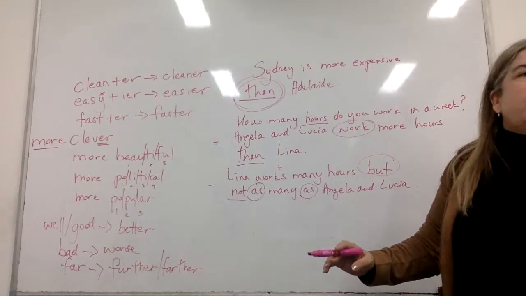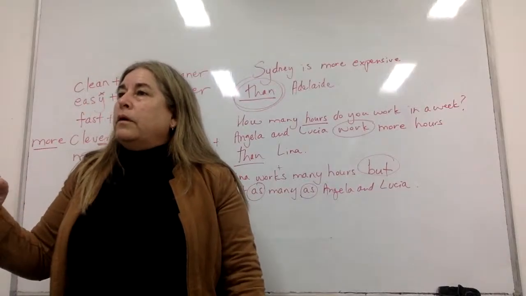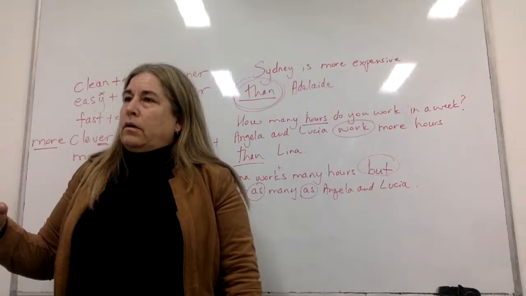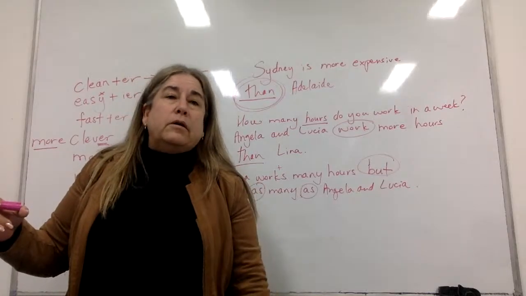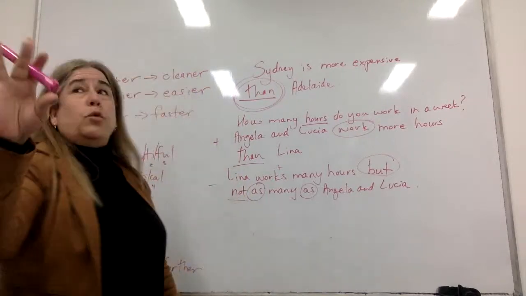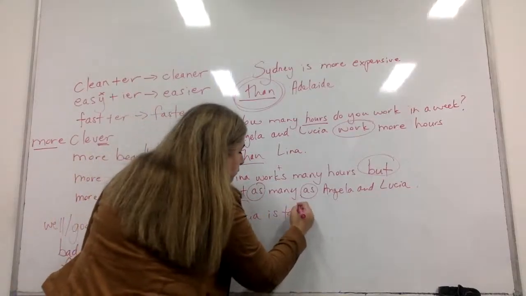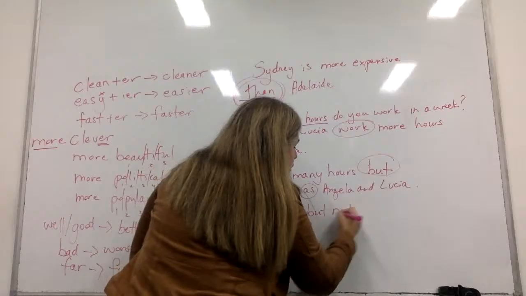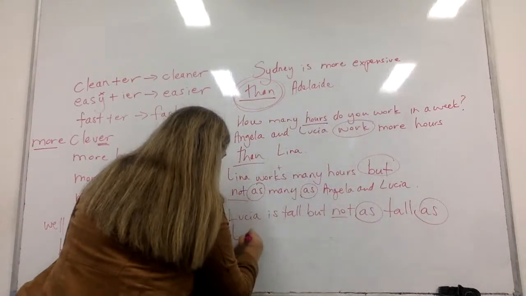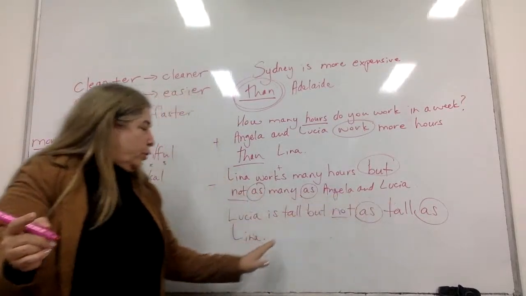But okay, let's change the idea. Let's say, for example, Lena, how tall are you? 1.67. And you, Lucia? 1.63. Okay, so look, we can say, for example, another example. Lucia is tall, but not as tall as Lena.